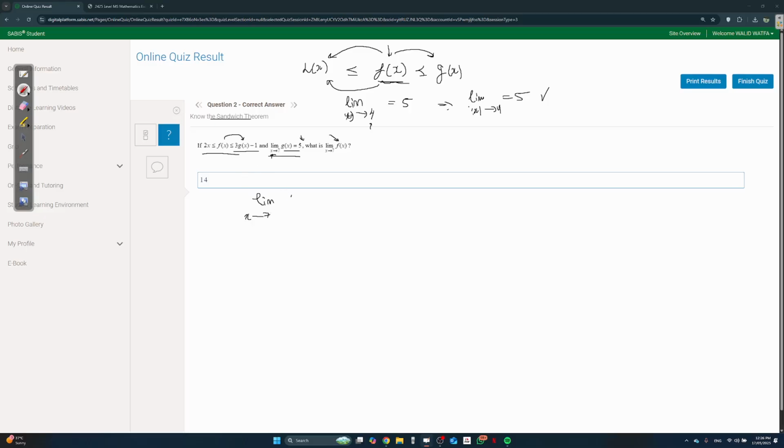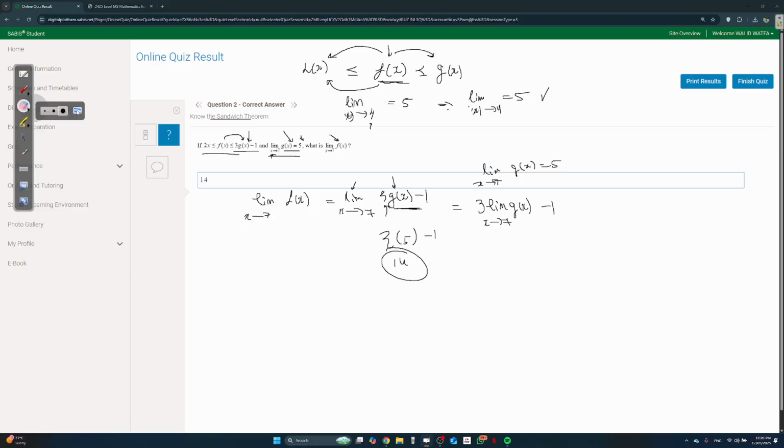The limit for f of x would be equal to the limit of 3g of x minus 1. But they didn't give us 3g of x minus 1, right? They gave us g of x. They said that the limit as x approaches 7 for g of x is equal to 5. So we need to manipulate it to make it 3g of x minus 1. You know how you're multiplying here? It's the same thing as multiplying by the limit. So the limit of 3g of x minus 1 is equal to 3 times the limit of g of x minus 1. That's the same thing. So that means 3 times 5 minus 1, which is 14.